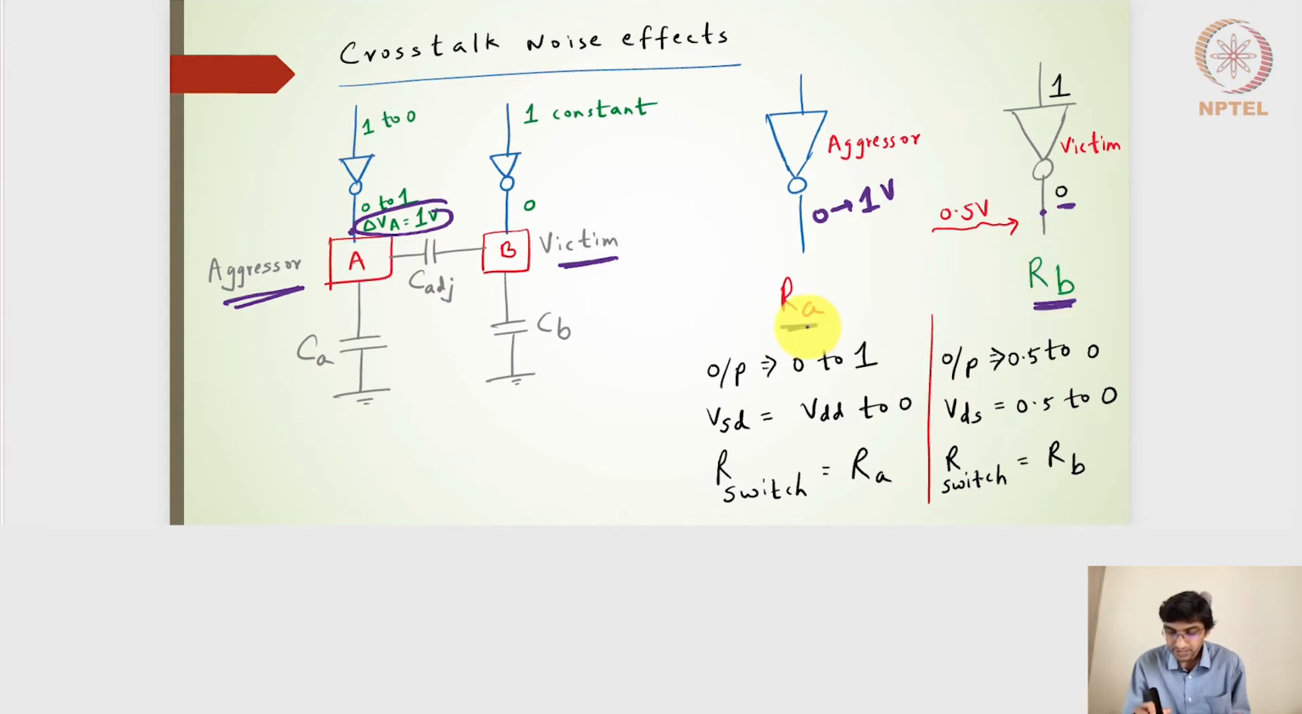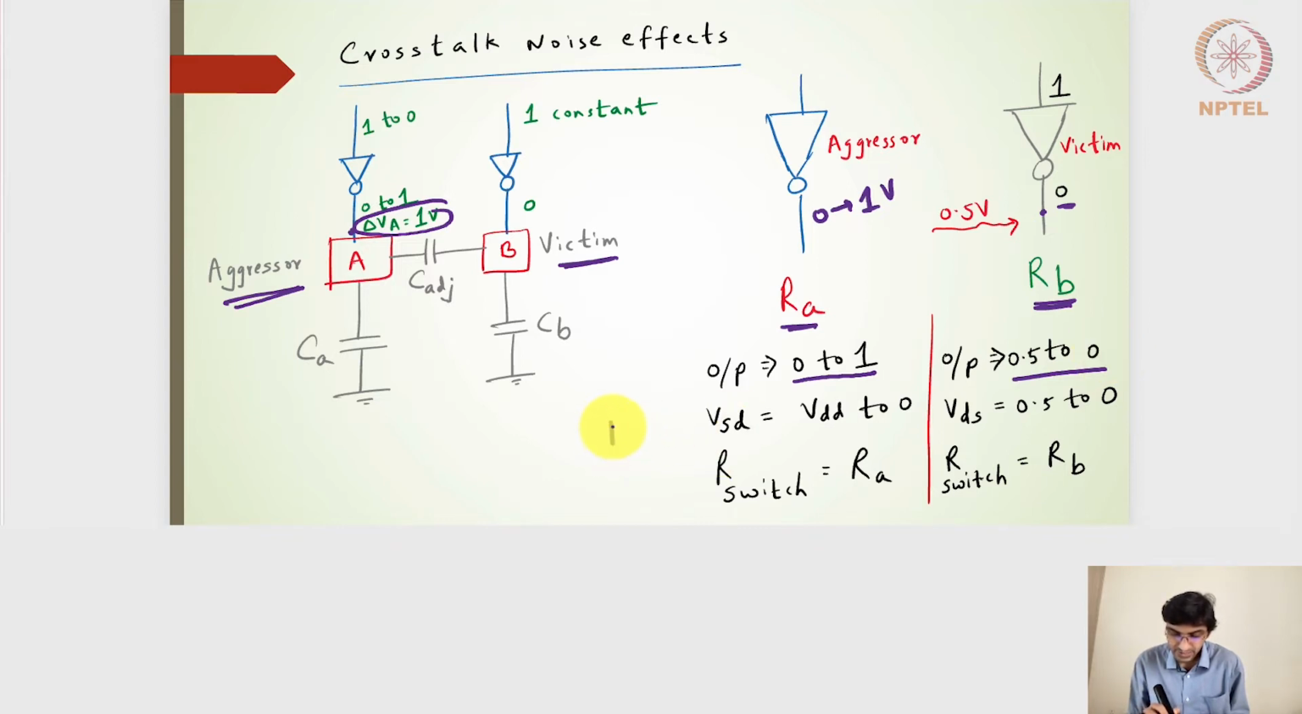To find out the switching resistance, what we need to know is what the output voltage is changing from, right? In this aggressor line, the output voltage is changing from 0 to 1 volts. In the victim line, the change in voltage is 0.5. It is held constant at 0 volts, but because of this coupling capacitance, we will get a 0.5 voltage. And then once again this 0.5 volts should be discharged to 0 volts. So the output voltage is 0.5 to 0.